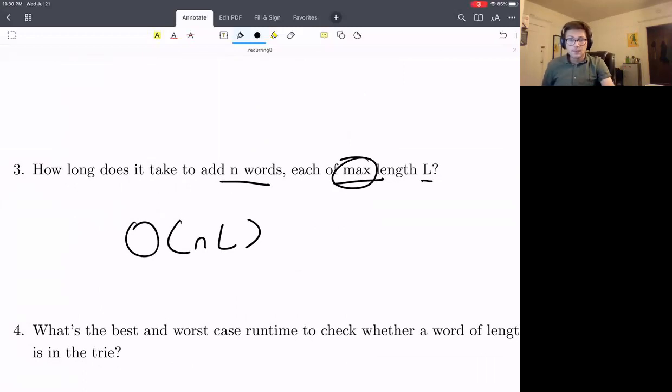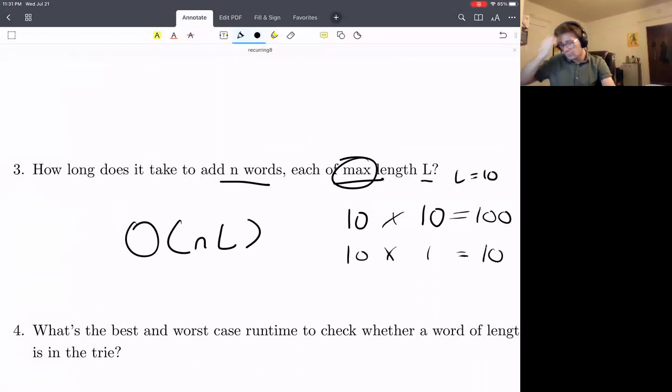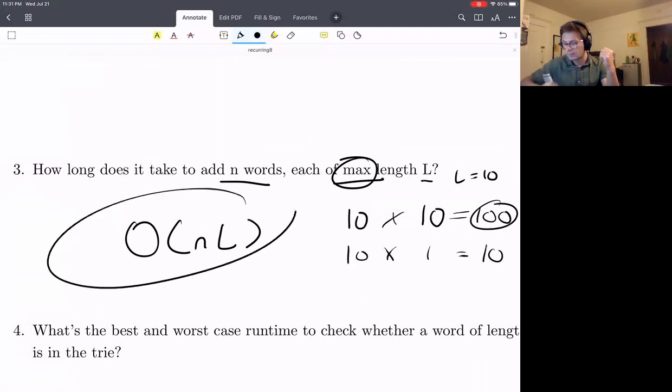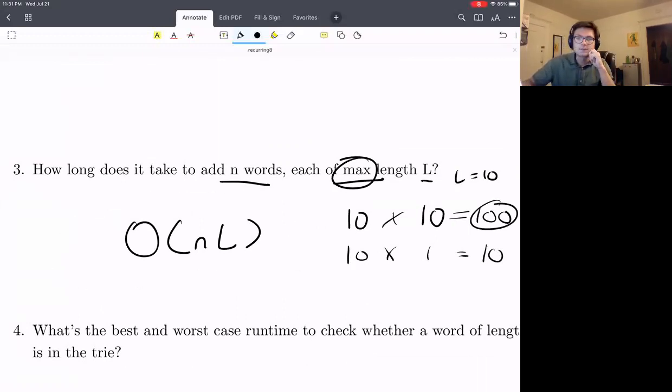So for example, if we want to add in 10 words of length 10, this would take 100. And let's say that L in this case is equal to 10. But if we want to add 10 words, each one is of length 1, it would only take 10 times, right? We can say the maximum it could possibly take is this much, but it could take less than that. So that's why we give it an O bound, because of this max thing. This is something you might see a lot. If you ever see something about adding a string or something and it's a maximum length L, that usually implies an O bound because you don't know the exact length.